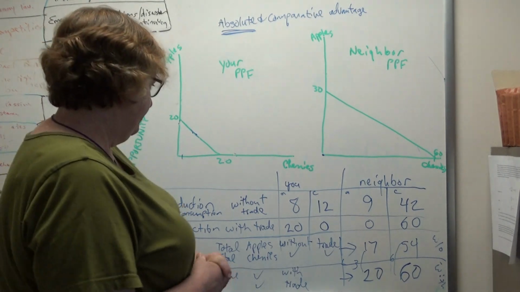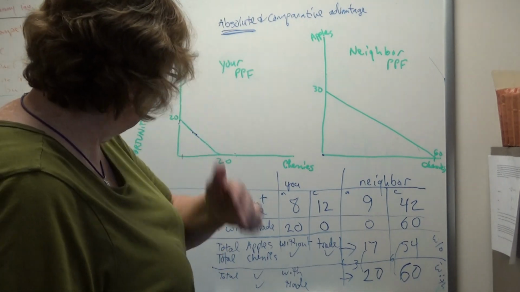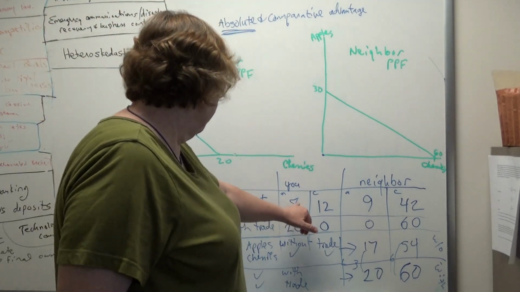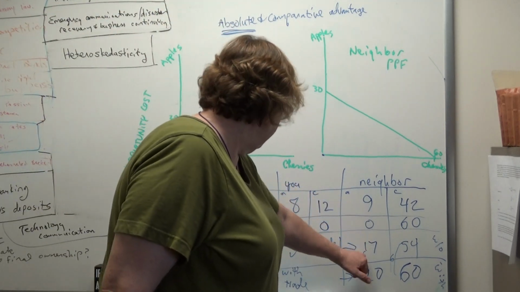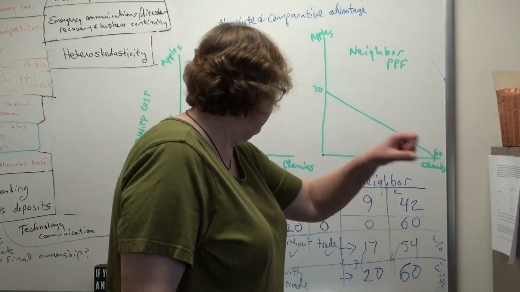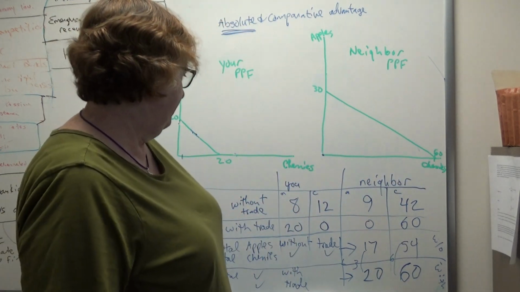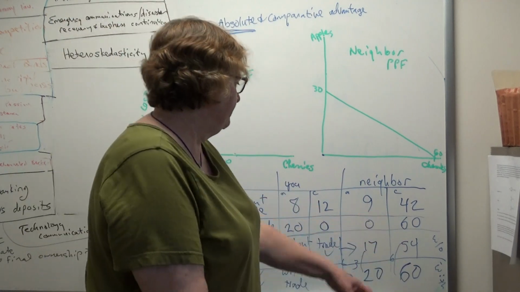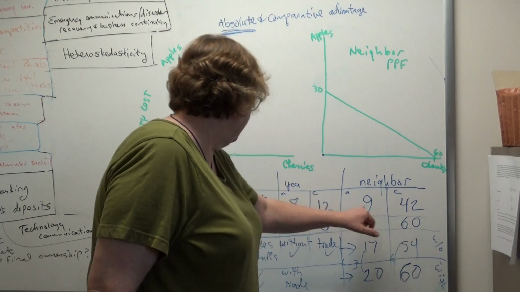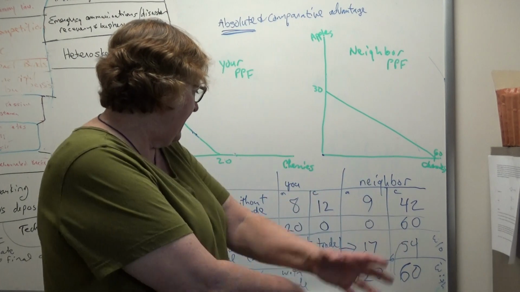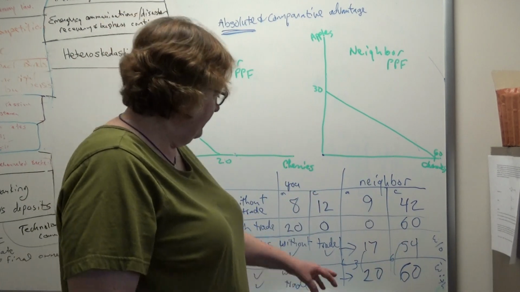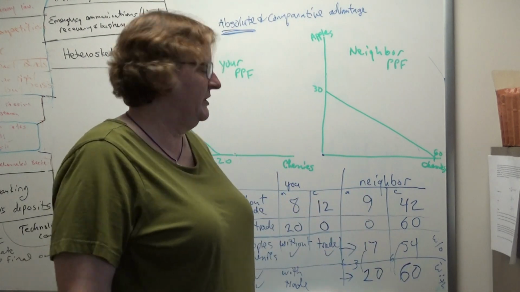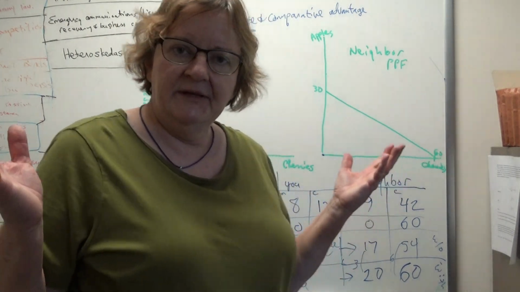Do you get it? Let me go through and check. Sometimes talking and thinking at the same time don't work well. So let me see. Apples 8 and 9, 17. Cherries 12 and 42 is 54. Okay. And then if the neighbor produces what's cheapest for the neighbor, that's 60. We produce the other thing, we trade, and the total difference is there's 3 more apples and there's 6 more cherries. I assume these are bushels of cherries.